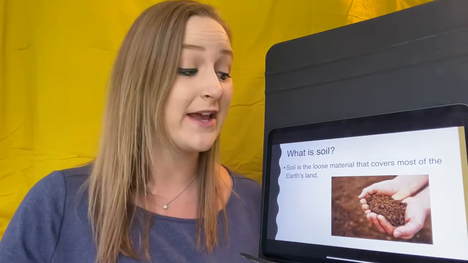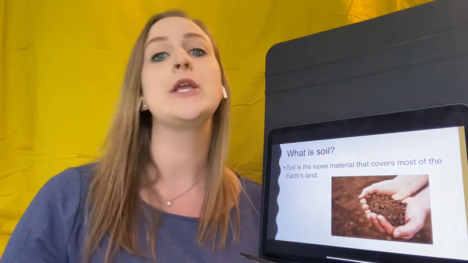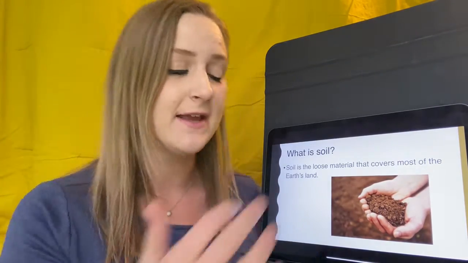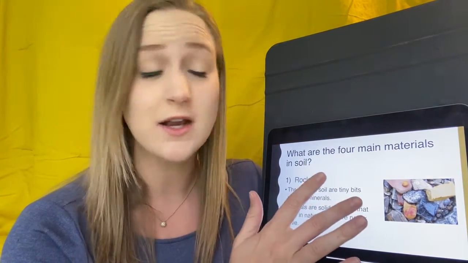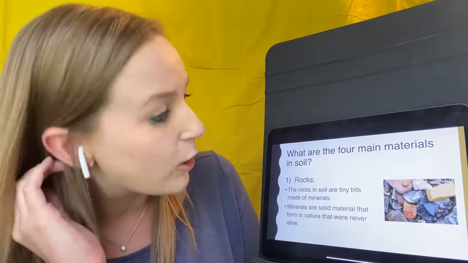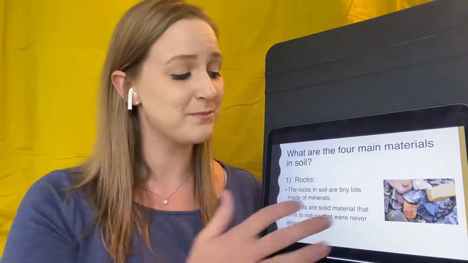Hey guys, so we have been talking about soil. We've talked about what soil is and that it's the loose material that covers all of Earth's lands, what you plant plants in, and what's underneath the ground that you're walking on every day. We've also talked about the four main materials that make up soil, which are rocks, little minerals, or big rocks, all made out of minerals that were never alive. They were just created when God created the world.